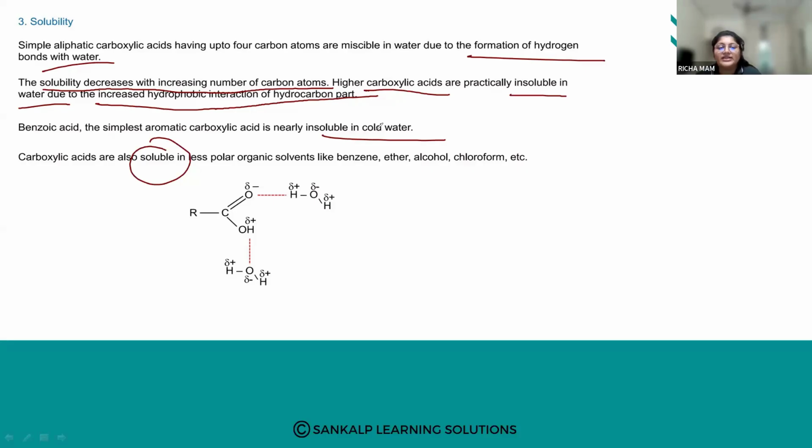As the solubility decreases with the increase in the number of carbon atoms, the higher carboxylic acids are insoluble in water, but they are soluble in organic solvents.